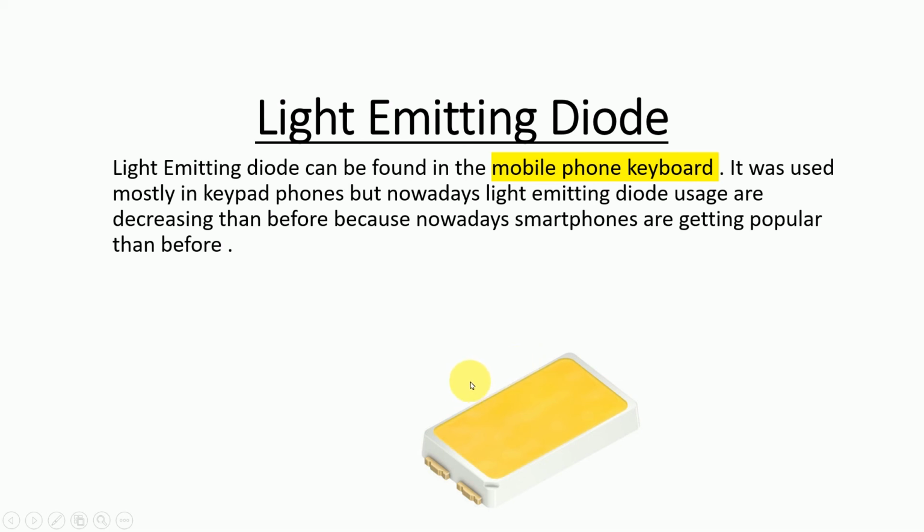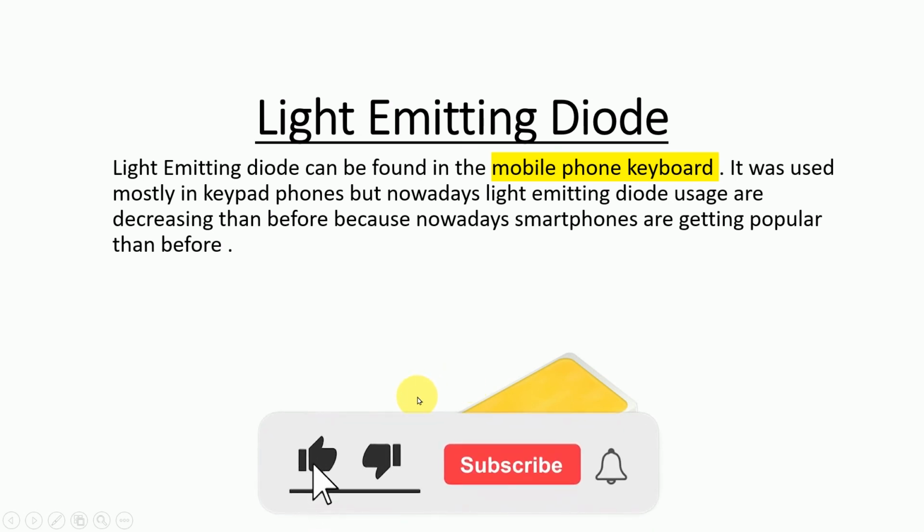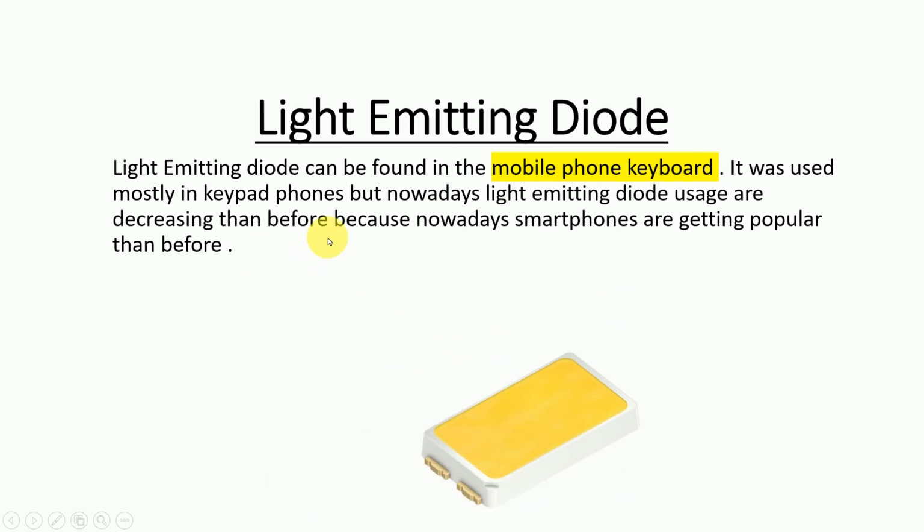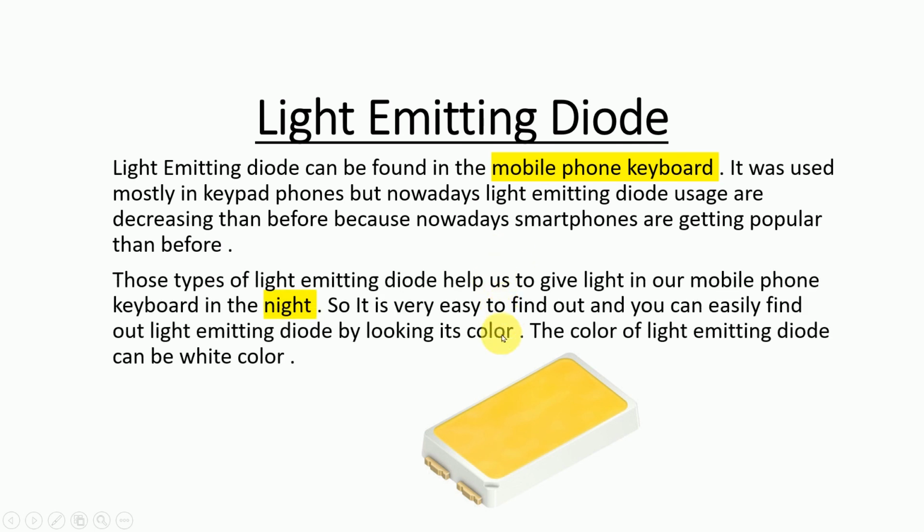Okay, so in our old type of phone, in the keypad especially, the light emitting diode was used. But in our smartphones, the number of light emitting diodes is decreasing. These types of light emitting diodes help us keep light in our mobile phone keyboard at night. It is very easy to find, and you can easily find a light emitting diode by looking at its color. The color of the light emitting diode can be white. So now we can see here on the border side there is a white color, and in the center there is a yellow type. Okay, so if you see this kind of diode inside the mobile phone PCB board, you have to remember this is the light emitting diode.